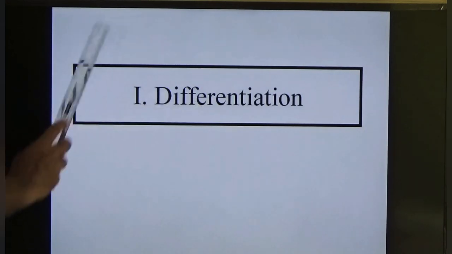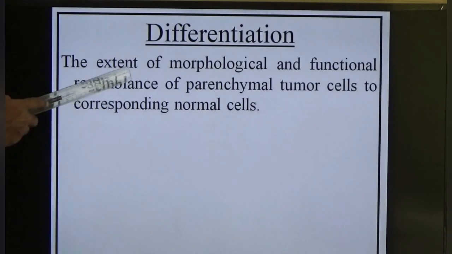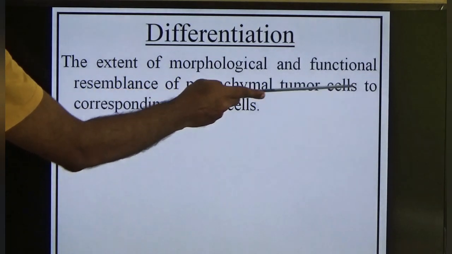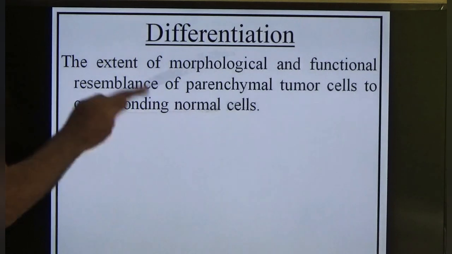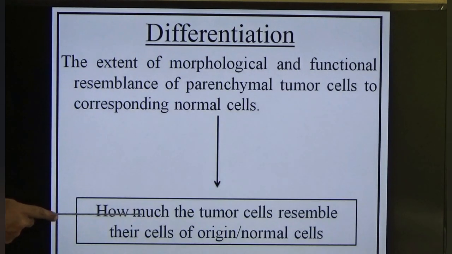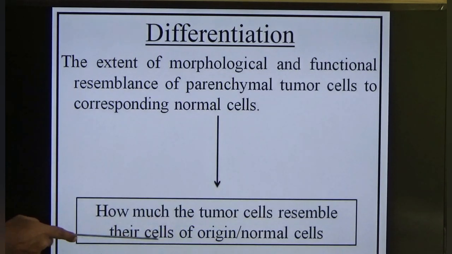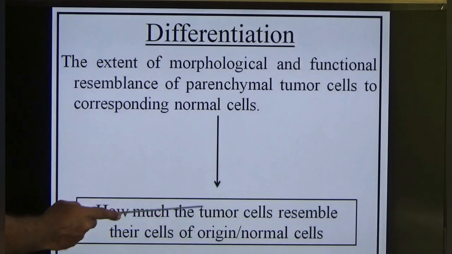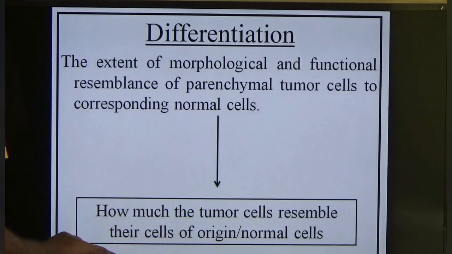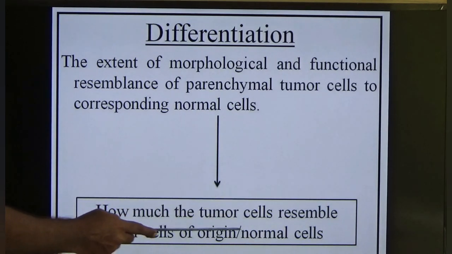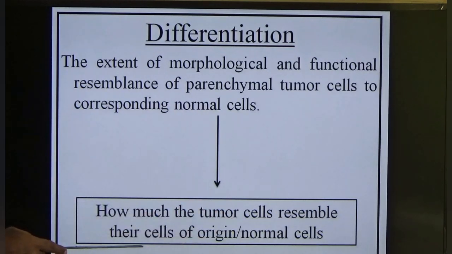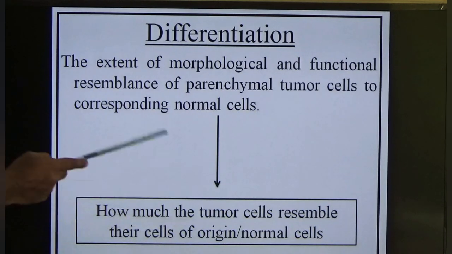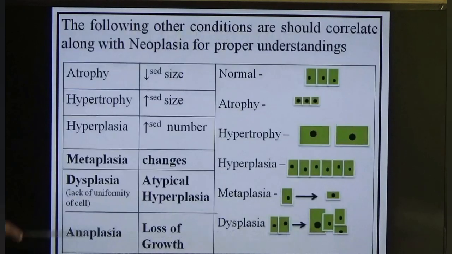So first one, differentiation. So what is differentiation? The extent of morphological and functional resemblance of parenchymal tumor cells to corresponding normal cells. Okay, simple understanding is how much the tumor cells resemble their cells of origin or normal cells. We have studied that tumors have 2 components: one is the parenchymal cells, another one is the stroma. So how much the parenchymal cells are similar to the normal cells of the tissue, that is known as differentiation. So let me make it much clearer.